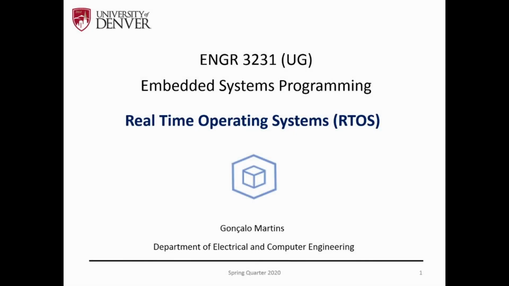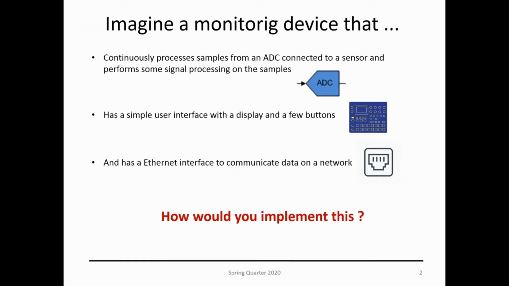This week we are covering real-time operating systems, or RTOS. Imagine that you want a monitoring device that continuously processes samples from an ADC connected to a sensor and performs some DSP, or signal processing, on those samples. It also has a simple user interface with a display and some buttons, and an Ethernet interface to communicate data on a network.